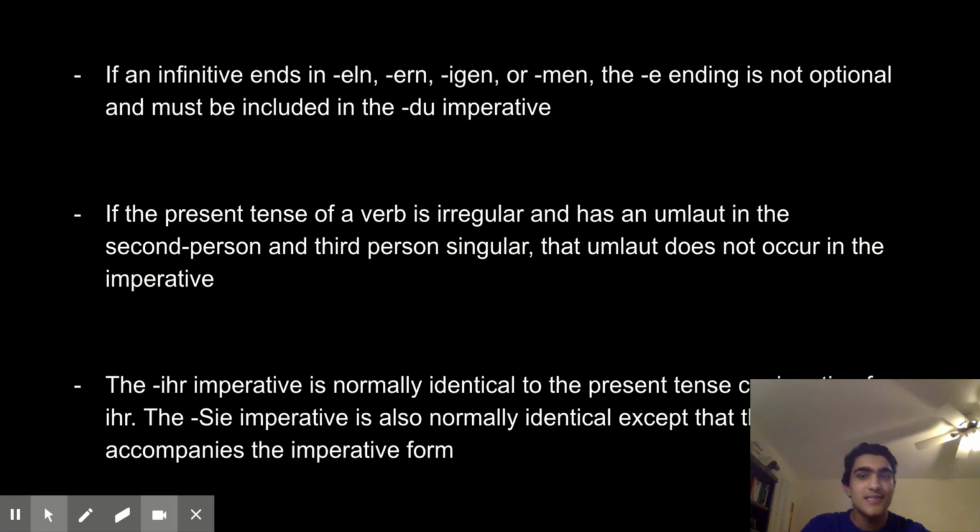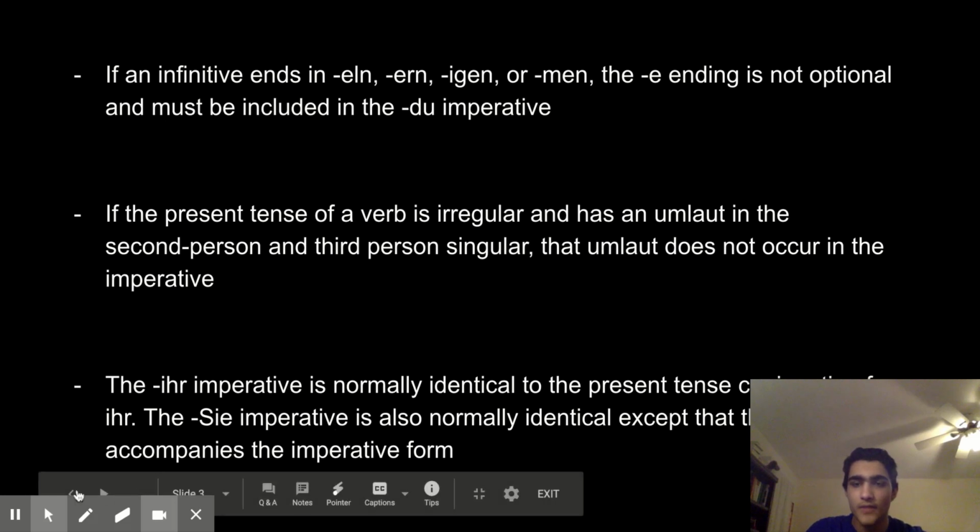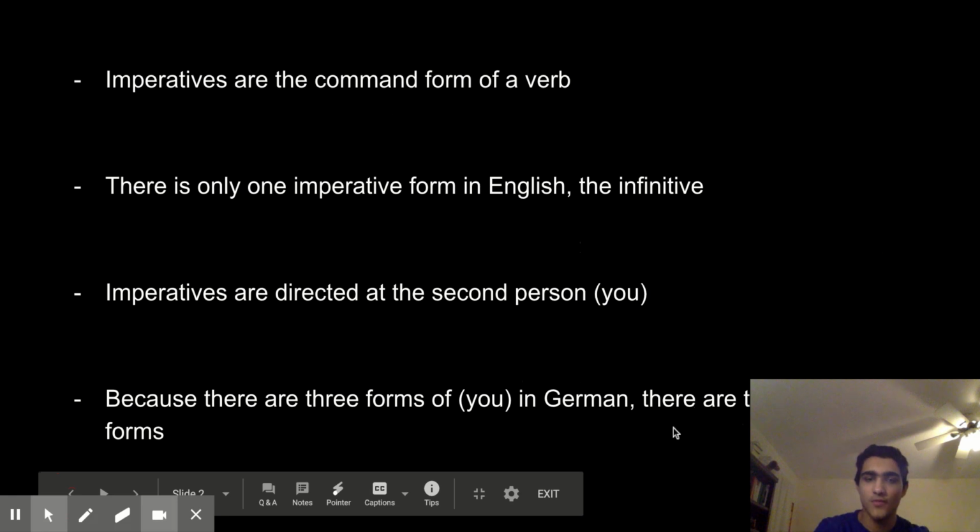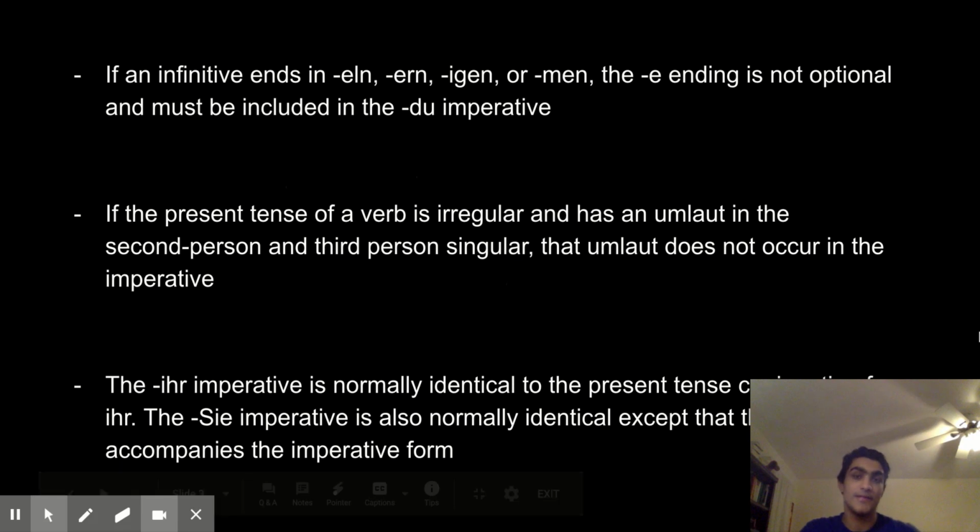If an infinitive ends in ELN, and this is a rule, by the way, but these rules are really important, so I believe they should be included. If an infinitive ends in ELN, ERN, or IGEN, or even MEN, the E ending is not optional. That's very important. It's not optional and it must be included in the du imperative because remember, going back to this slide, du is one of those three forms of you. That's why. So when you go to slide 3, that's why it must be included in the du imperative.